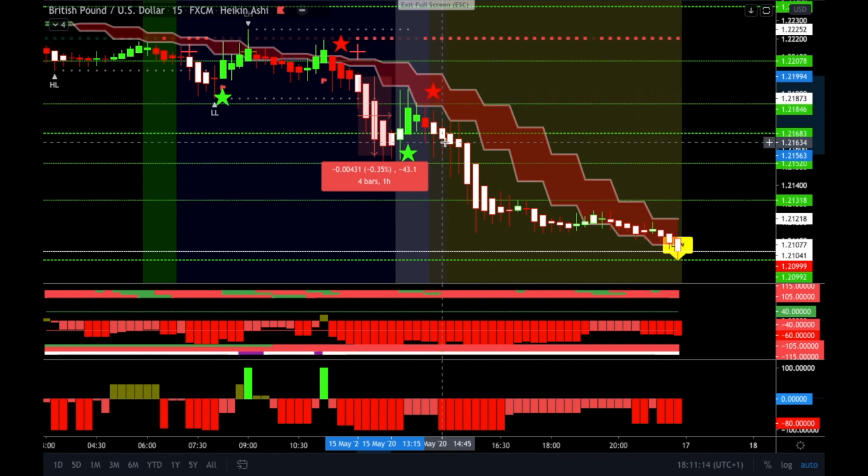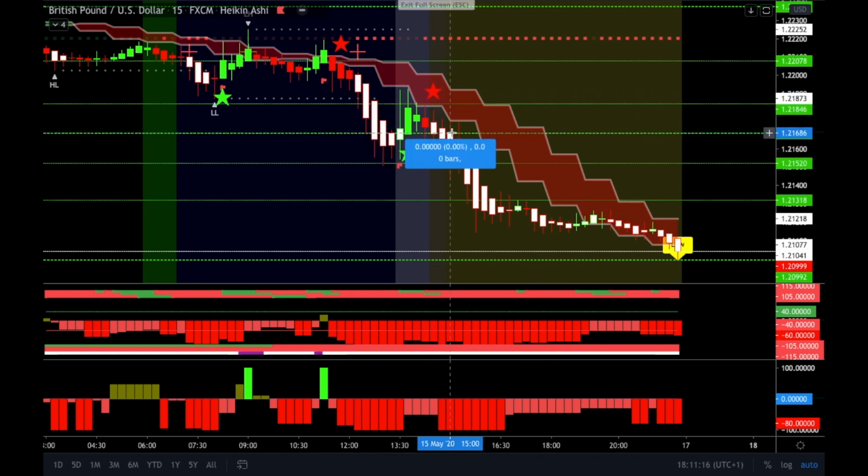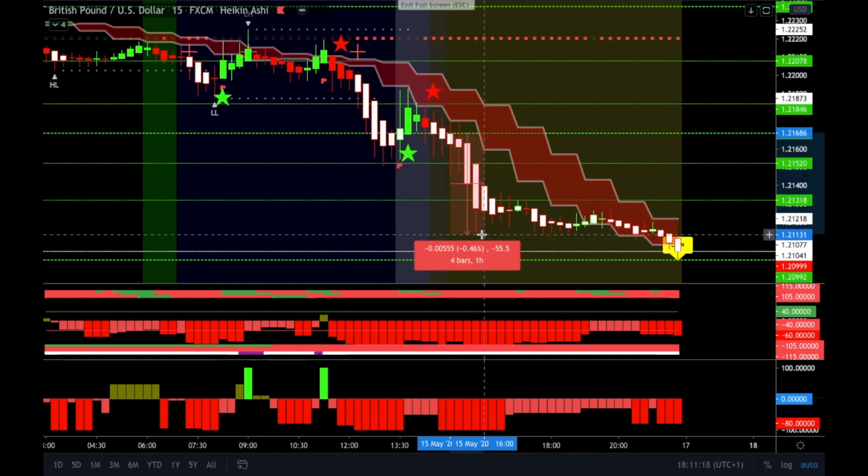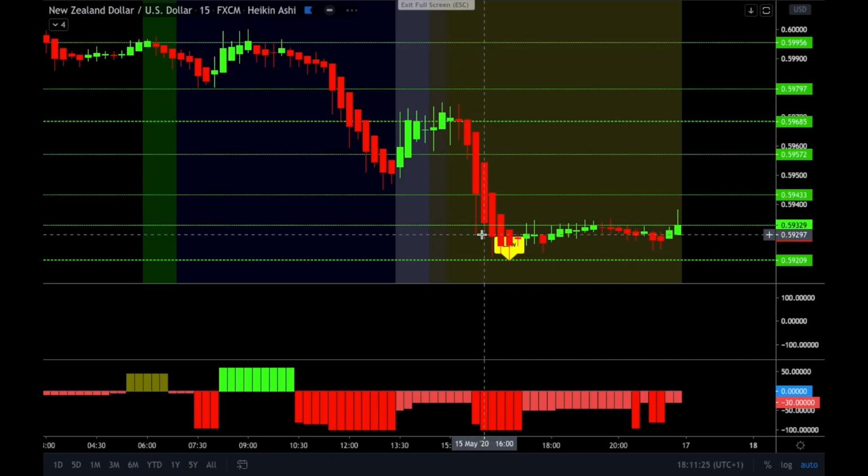Red star here. Look, everything starts to click in. You could have entered maybe about this candle. Could have got more pips if you want to. You don't even have to trade multiple pairs. You could trade one if you want to. But I'm just showing you how many different pairs you can go through with this.